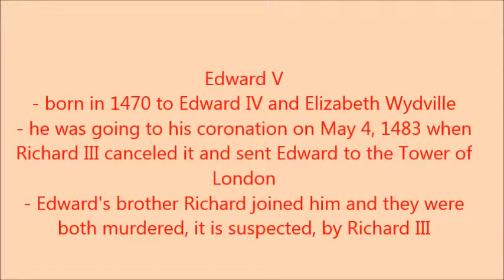Edward V, born in 1470 to Edward IV and Elizabeth Wydeville. He was going to his coronation on May the 4th, 1483, when Richard III cancelled it and sent Edward to the Tower of London. Edward's brother Richard joined him, and they were both murdered, it is suspected, by Richard III.